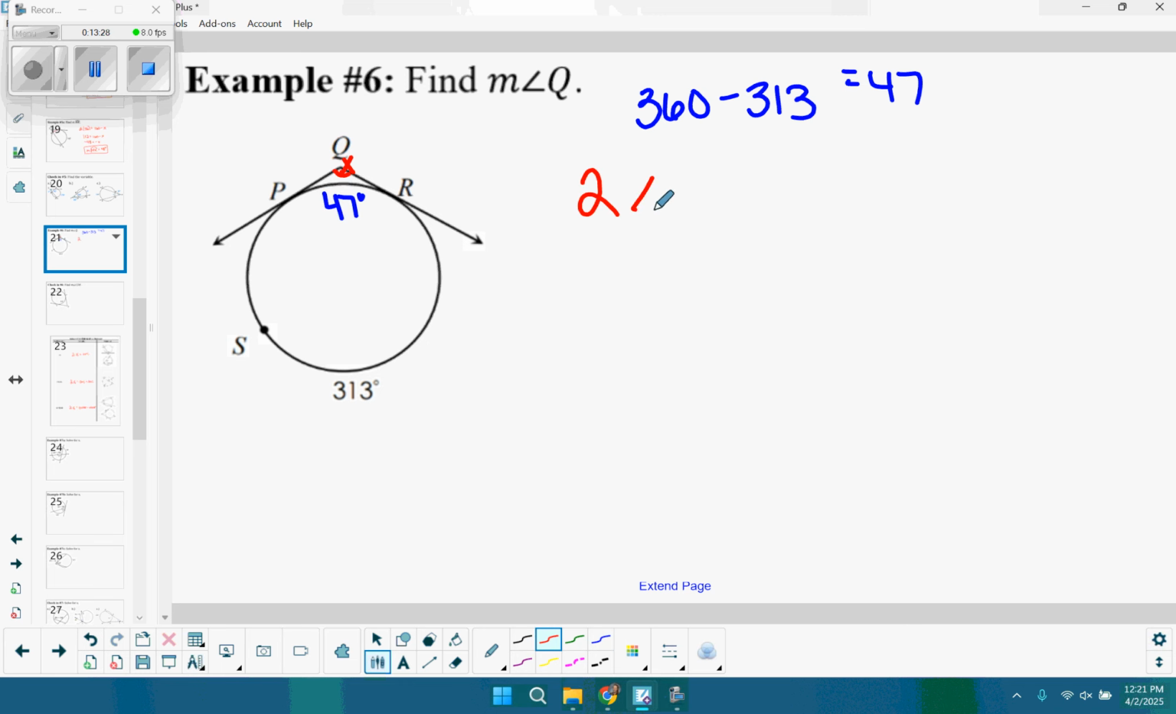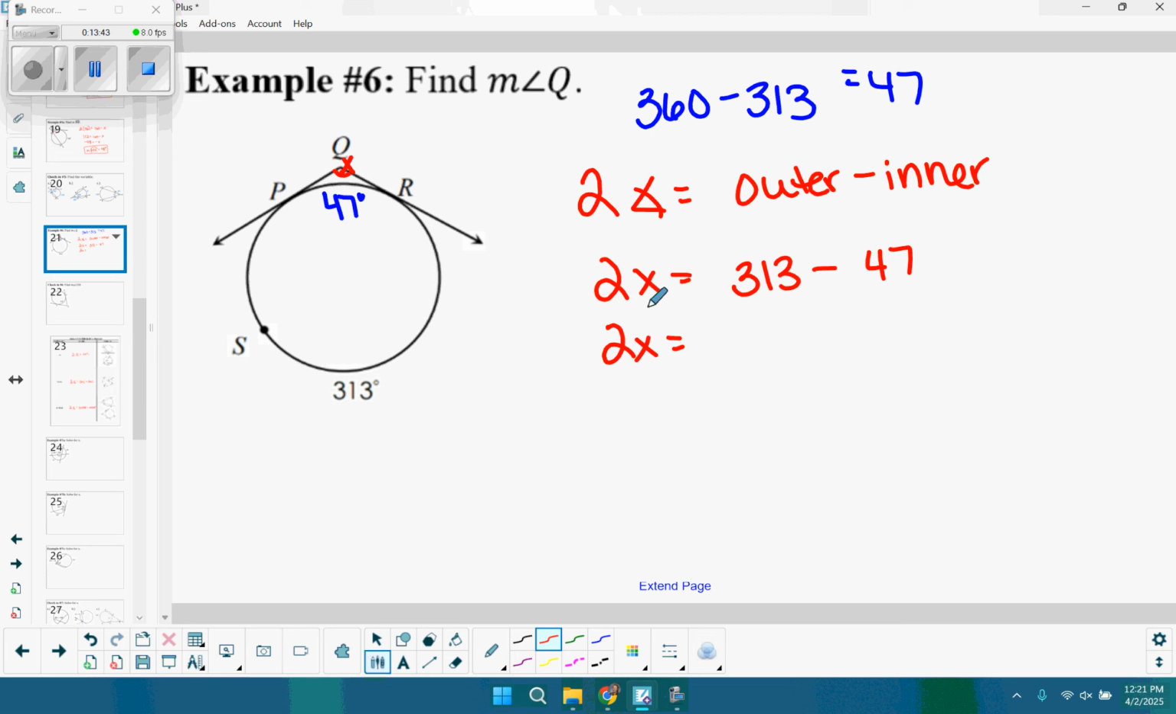So now 2 times angle equals outer minus inner. 2 times x is equal to 313 minus 47. So 2x equals 266. And dividing by 2, we get 133. So the measure of angle Q is 133 degrees.